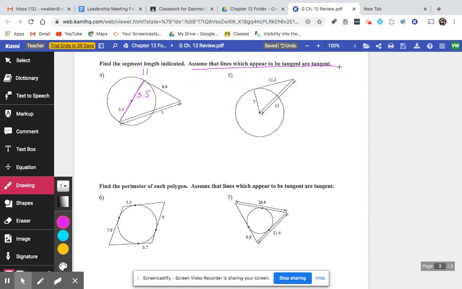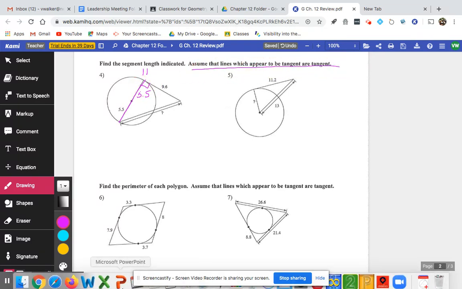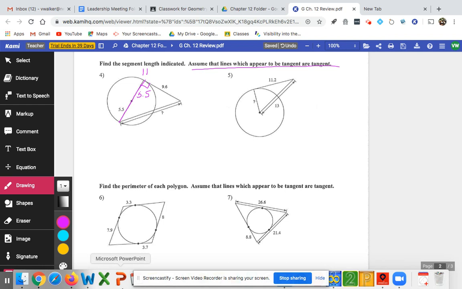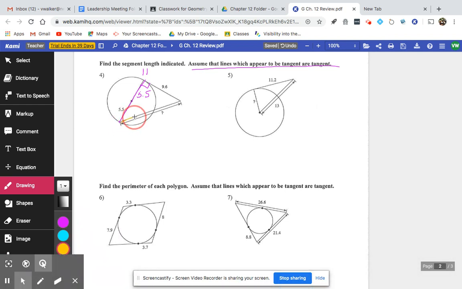Assume that lines which appear to be tangent are tangent, so I've got a right angle here. Now to find, maybe I'll highlight that in gold here. Find this guy. I'm going to use the Pythagorean theorem.